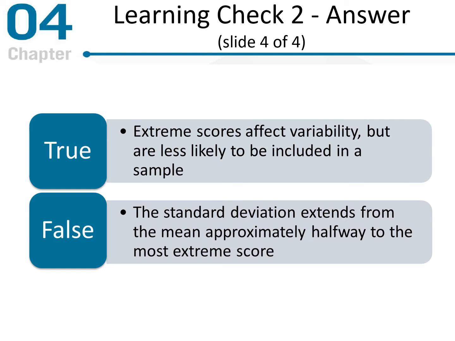You want to do it numerically, right? You want to do the deviation scores and all that stuff. But if you wanted to estimate it, it's about half the distance between the mean and the most extreme score. Or if you want to also estimate it, it's 1/4 of the range. They're both going to give you numbers that are close, but not exact.